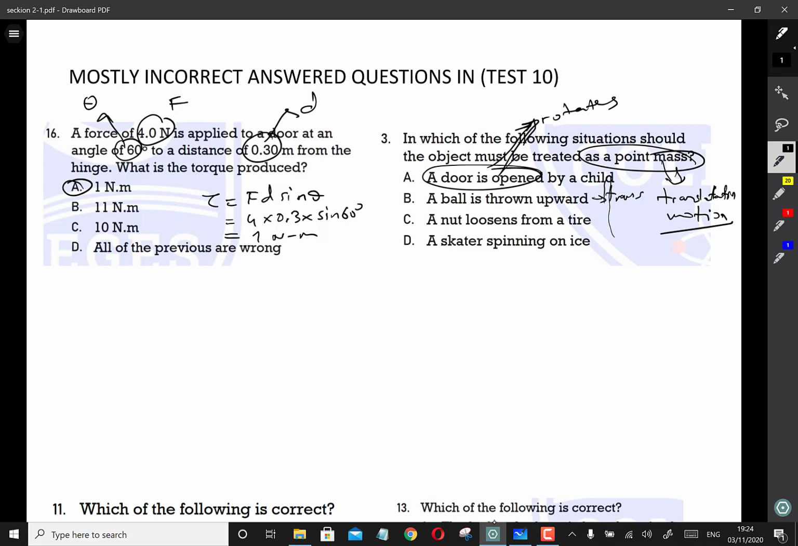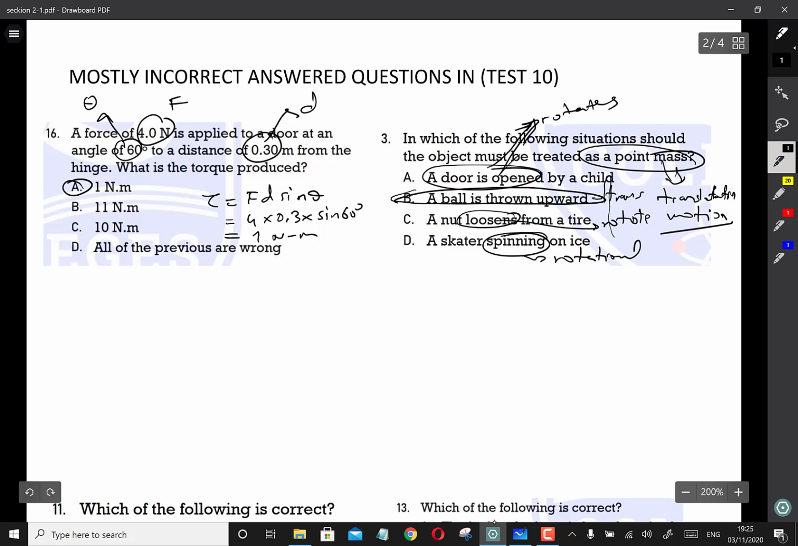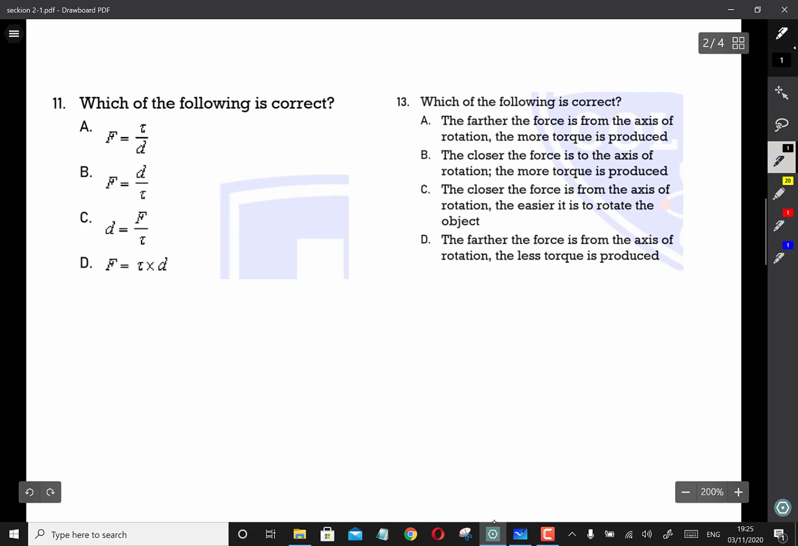A nut loosened from a tire: to loosen it, you should rotate it, so it's rotational motion. A skater spinning is also rotational motion. So only B. When a ball is thrown upwards, it defines translational motion, so you should treat the ball as a point mass. Question number 11. Which of the following is correct?